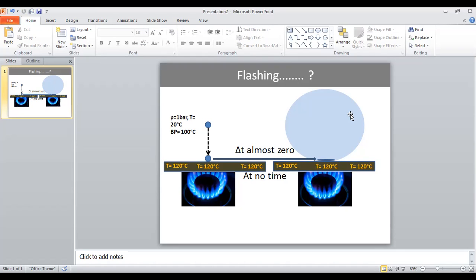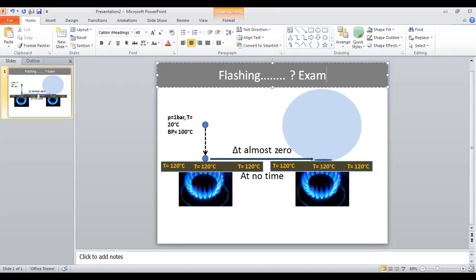But here, this is the possibility. This is so violent that molecules are looking for space so violently that you may even hear a noise. So this is a flash. This is a flashing example.